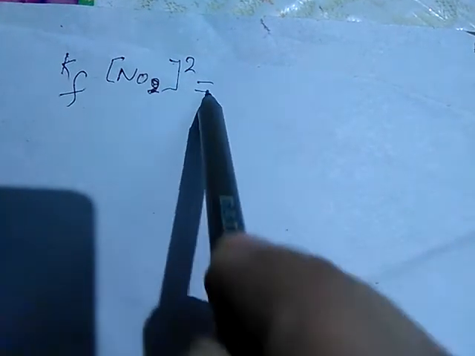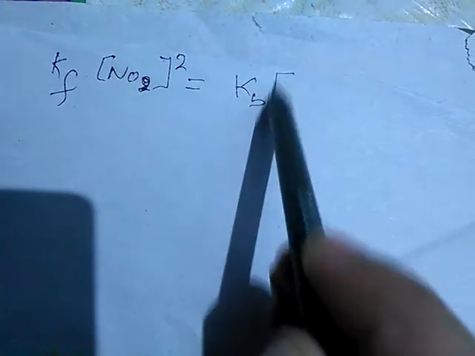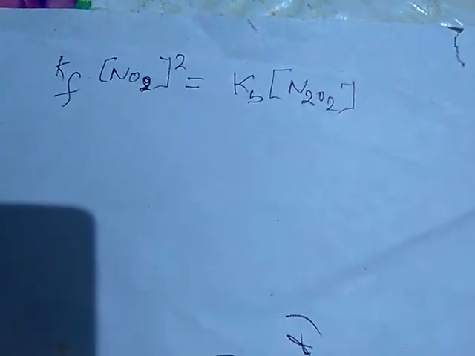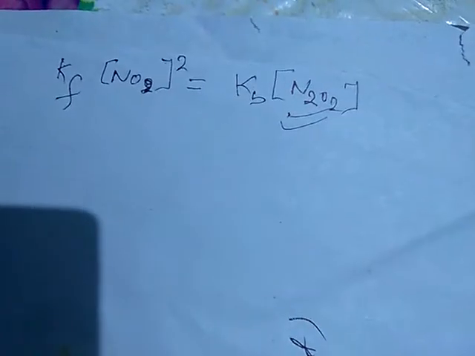Rate for the forward reaction will be equal to the backward reaction. So it will become like this: Kf NO, sorry, NO raised to the power 2 will be equal to Kb N2O2. Now from this expression I have to find the value of this N2O2, because this N2O2 is the intermediate which we have to remove.